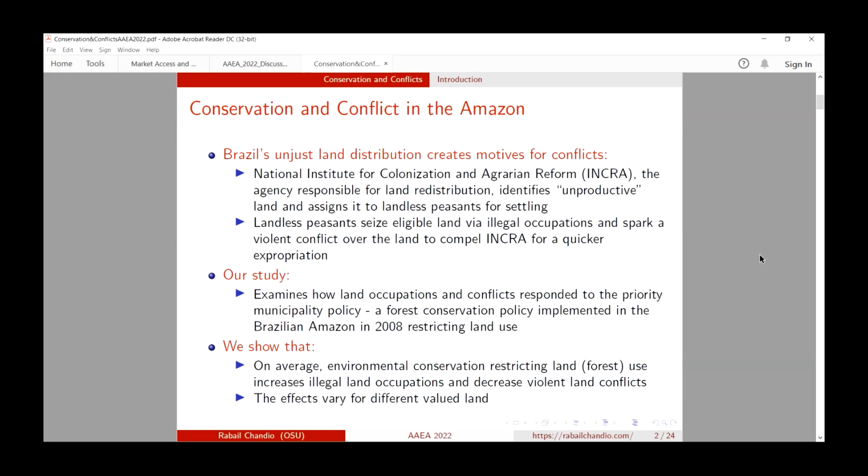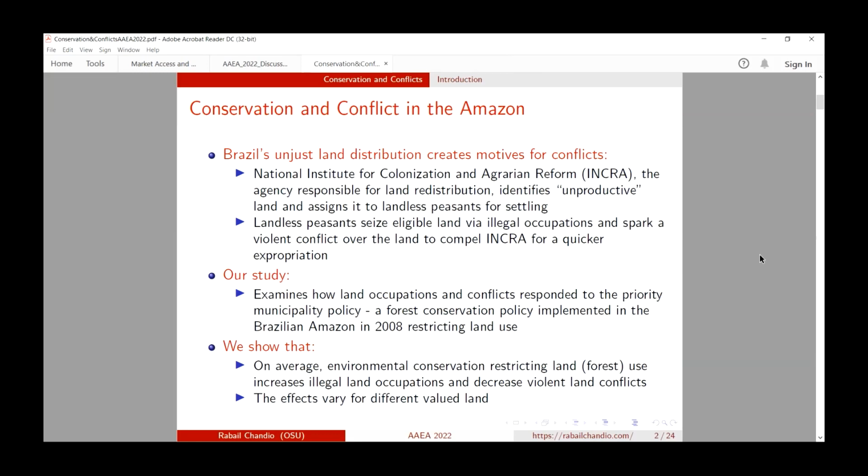So this paper evaluates how land occupations and these violent conflicts over land responded to an anti-deforestation policy in Brazil called the Priority Municipality Policy, which started in 2008.